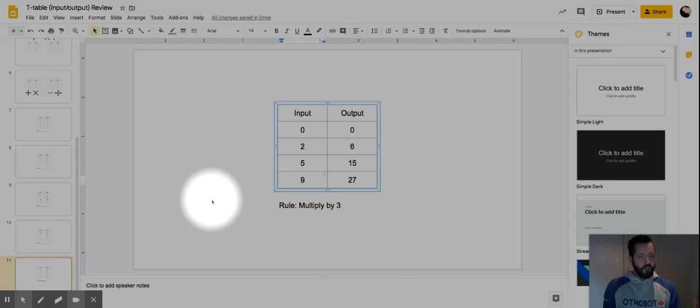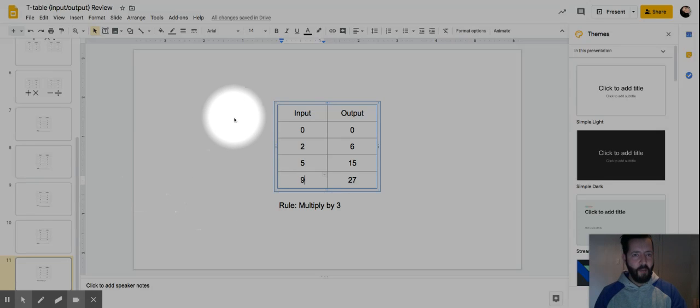All right, so that's the lesson for today, guys. We have revisited how to use rules on input and output machines, and going both ways. We can look at a table and figure out the rule, and then in this last example, I gave you the rule, and you could use that to figure out what values go back into the table. So that's the lesson for today.